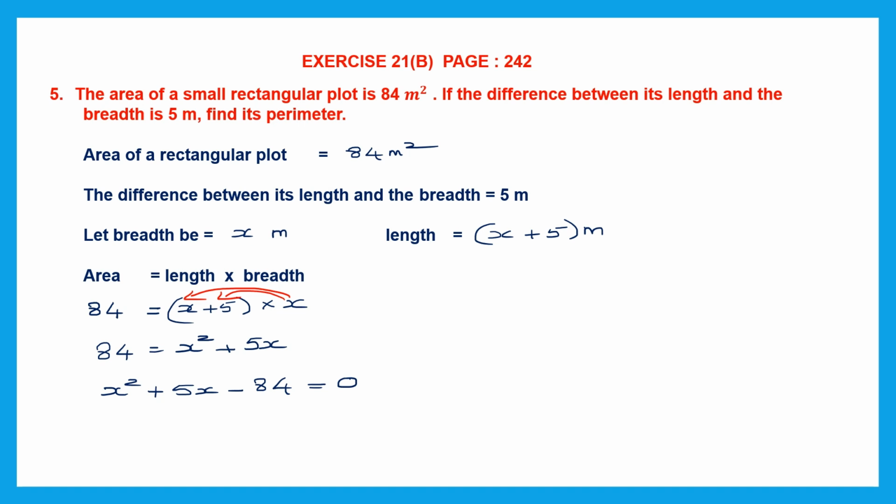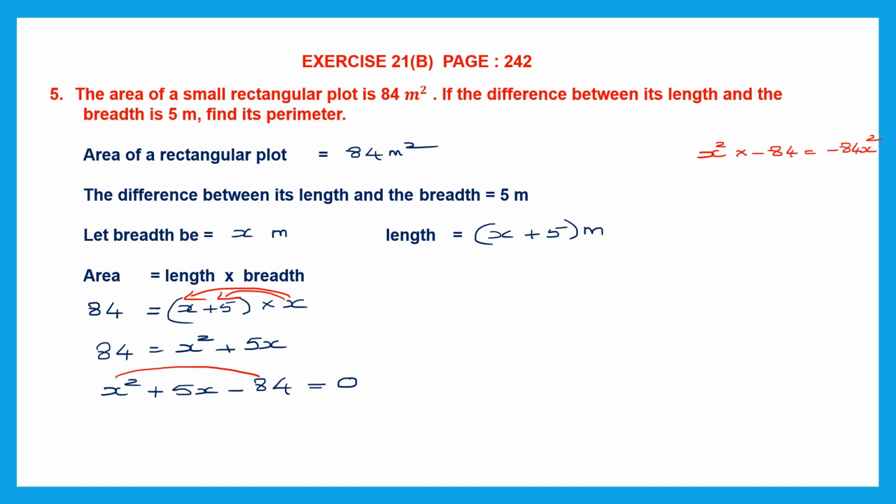Now factorization we have learnt. So I hope all of you will be able to understand this. So when we factorize, the first thing we do is we multiply the first term and the last term. So x square into minus 84. So let me write it here. x square into minus 84 will give us minus 84x square.